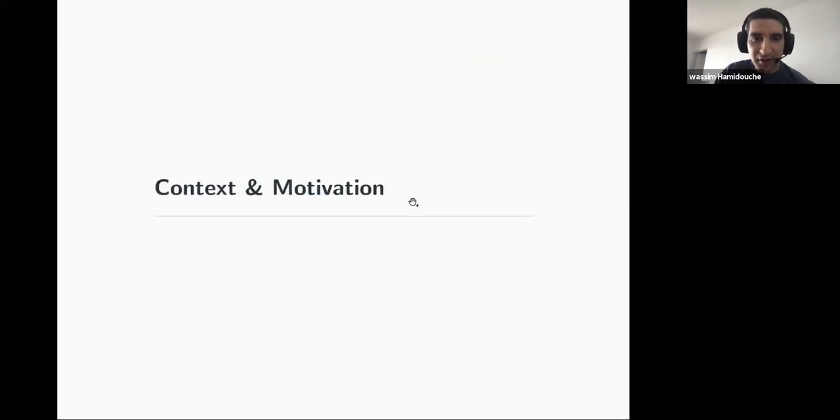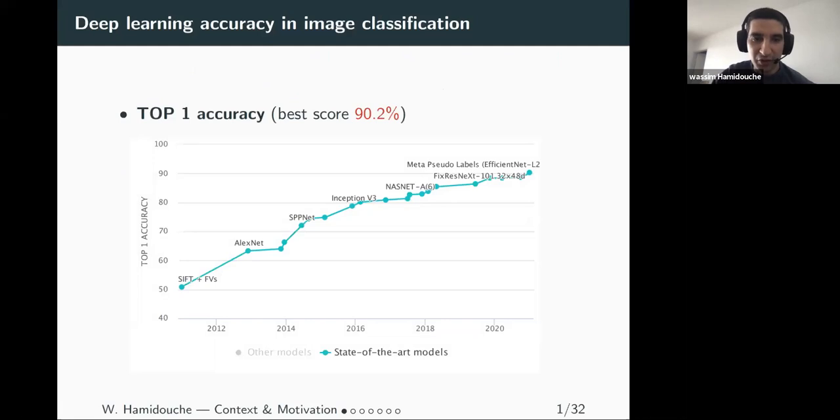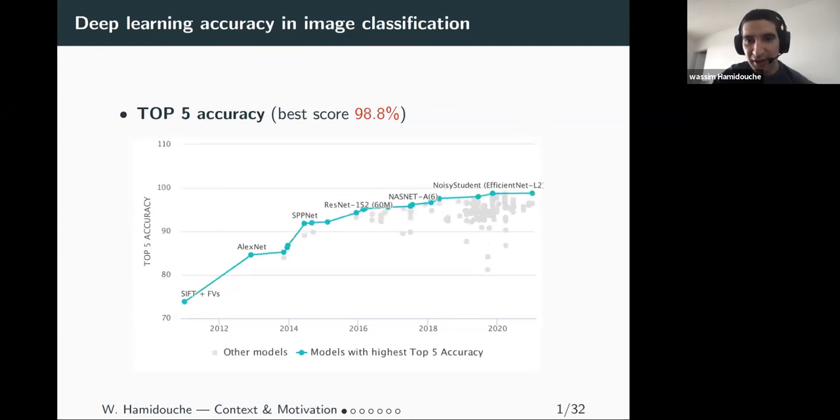I will first start by giving the context and motivation of this work. In this figure, I give the top one accuracy of image classification models using deep learning. We can see that today we can reach a very high accuracy of around 90% top one accuracy for the ImageNet dataset, which contains 1,000 classes. During the last decade, we have seen a huge increase in performance, from 50 to 90% accuracy.